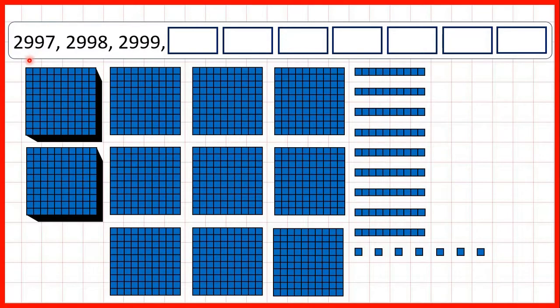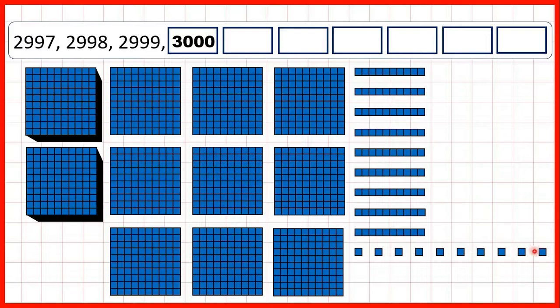So now this time we start with 2997. So that's 2 thousands, 9 hundreds, 9 tens, and 7 ones. Then we have 2998, 2999, and adding another one gives us 3000.